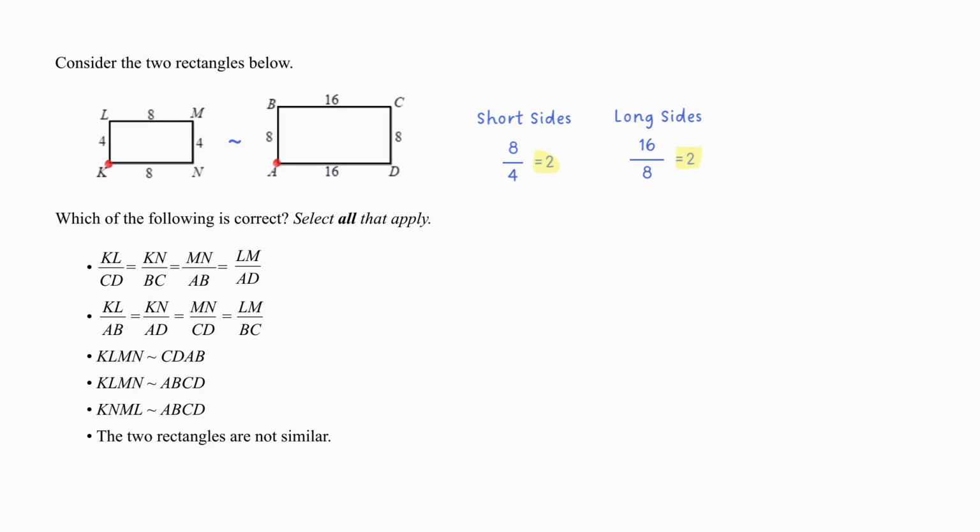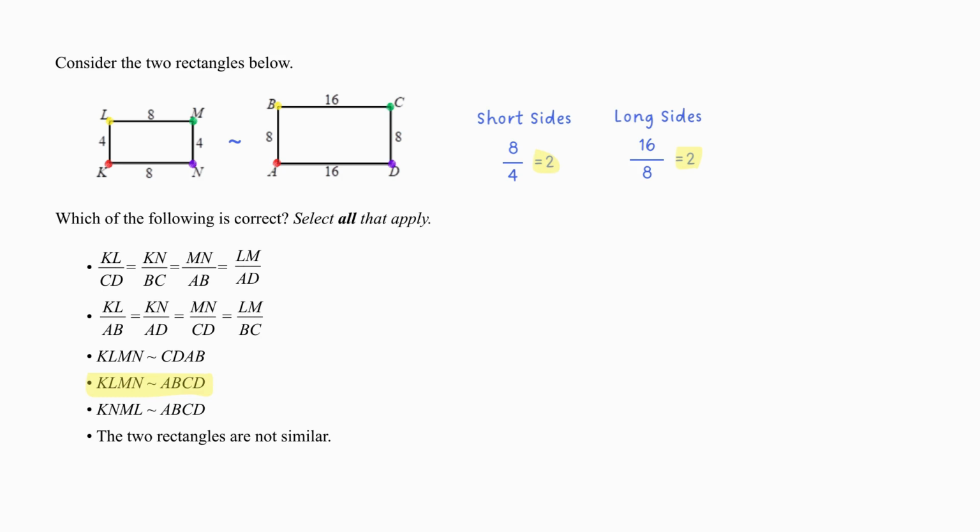We follow the same path, K to L, L to M, M to N. So K matches A, L matches B, M matches C, and N matches D. So the correct similarity statement is KLMN is similar to ABCD. Now let's look at those fraction options.